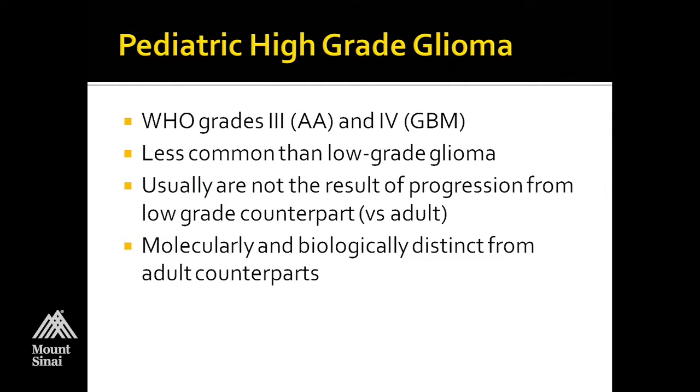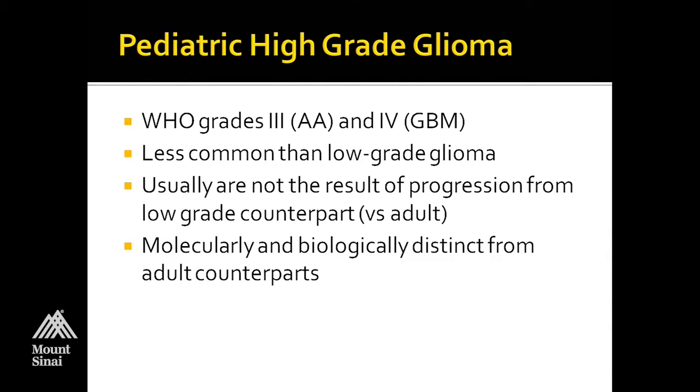So in pediatrics, like in adults, by high-grade glioma, we mean WHO grade 3, or anaplastic astrocytoma, and grade 4, or GBM. A difference from the adults is that in pediatrics, the high-grade gliomas are actually less common than the low-grade gliomas. So you're much more frequently going to see low-grade gliomas in a pediatric practice.